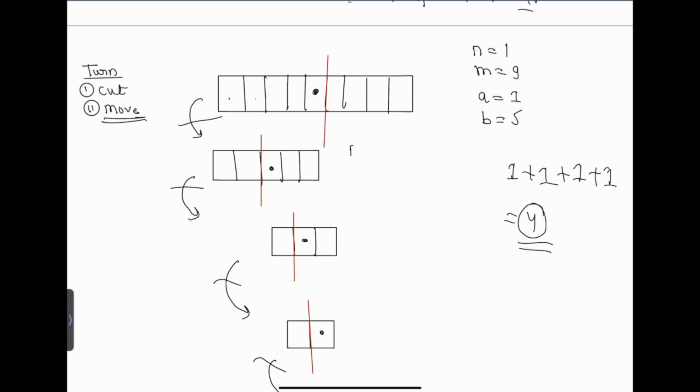Now the number of rows is 1, but the number of columns is how many? The number of columns is 5. Basically, the number of columns that we are left with is 5. Now after this, the monster will basically try and move to the center.